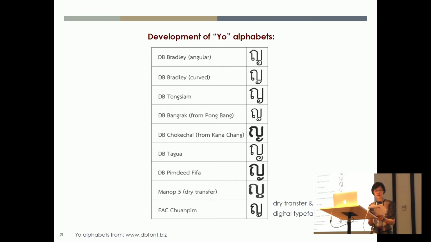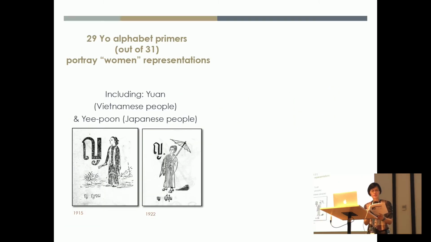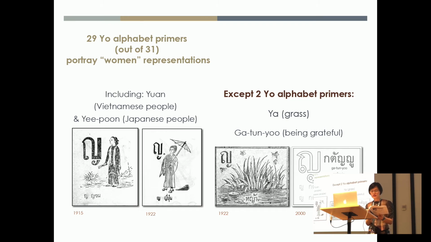So I started putting the Thai alphabet primers in a timeline so that I can see how the designs of the pages developed. By analyzing the timeline, I discovered that among 31 Thai primers, there are 29 that portray women representations, including these two primers, which depict the foreign nationalities, Vietnamese and Japanese. There are only the two primers on the right that the accompanying words and illustrations are not related to women. One is ya, means grass, and another one, katanyu, means being grateful. At this point, I can summarize that almost all the Thai primers are fixed with the meanings relating to womanhood.